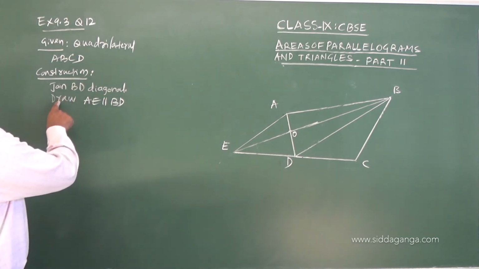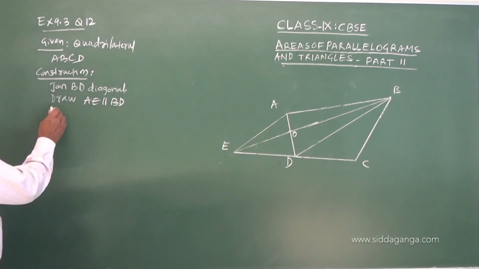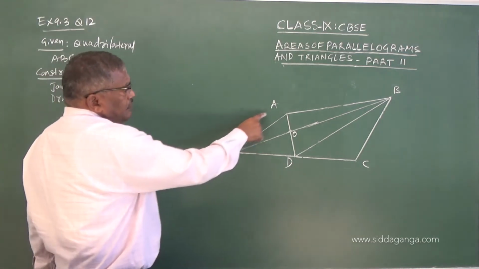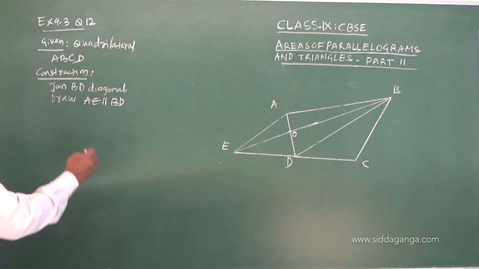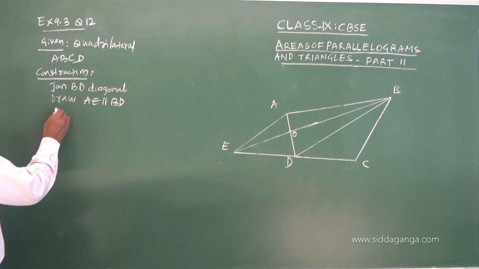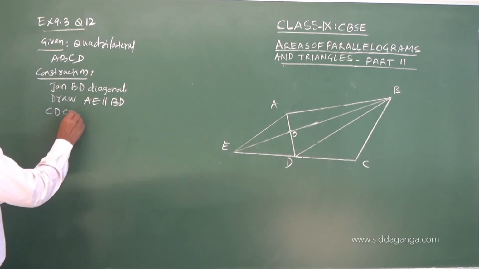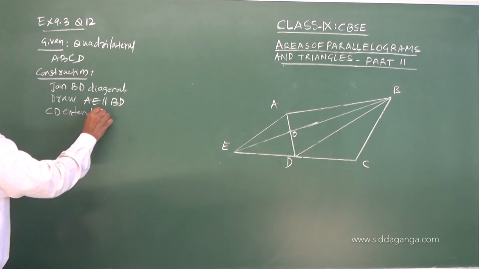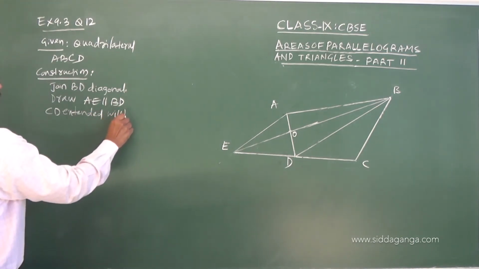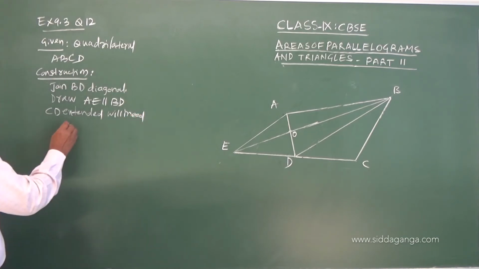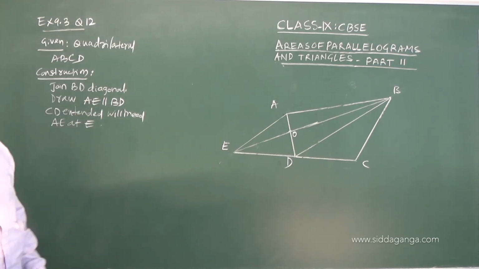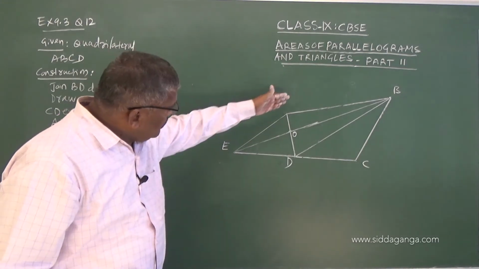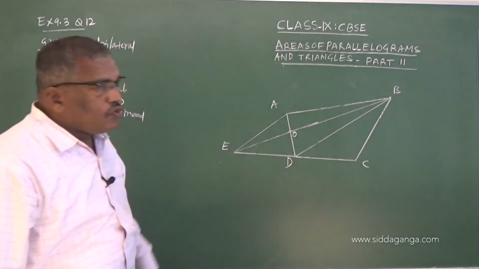Now, how did we get AE? When you draw a parallel, that will meet CD at E. So CD extended will meet AE at E. So you will extend this and then you will draw this parallel to the diagonal. Those two will meet at E.